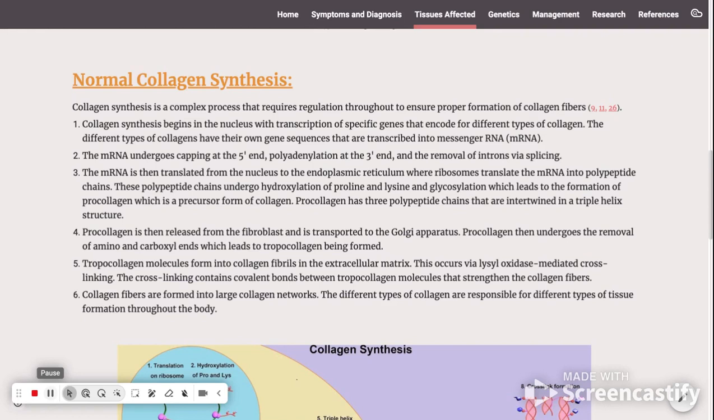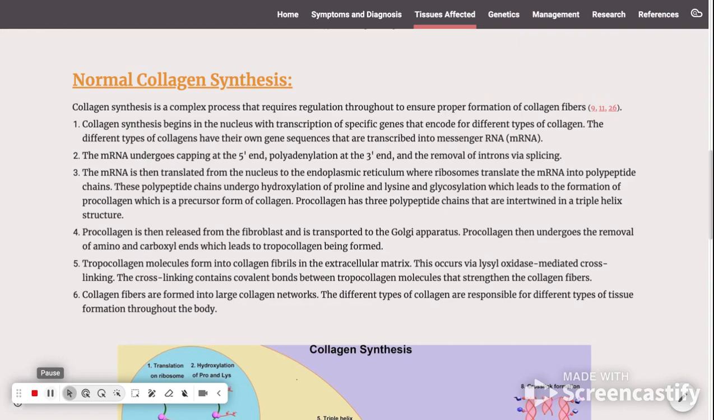This mRNA will then leave the nucleus and enter the cytoplasm, and ribosomes will bind to it to initiate the process of translation. So during translation, amino acids are brought to the ribosome by transfer RNA molecules, and amino acids are linked together to form a growing polypeptide chain, and that chain is going to be according to the mRNA sequence that was provided.